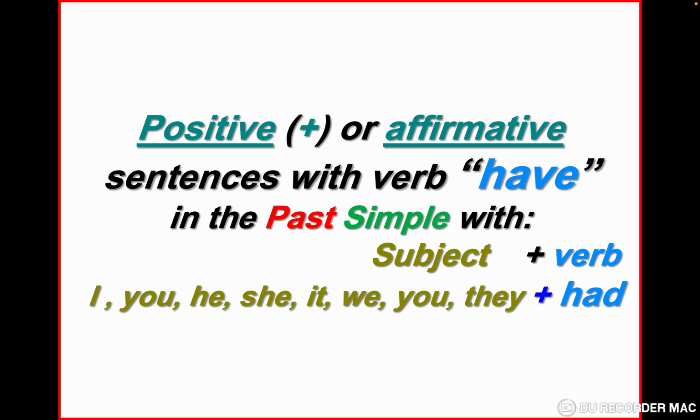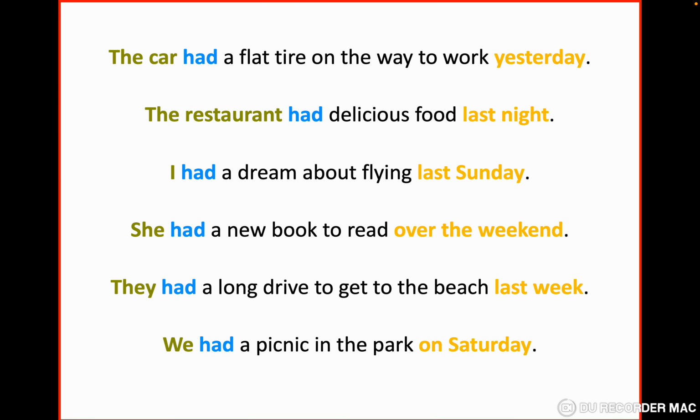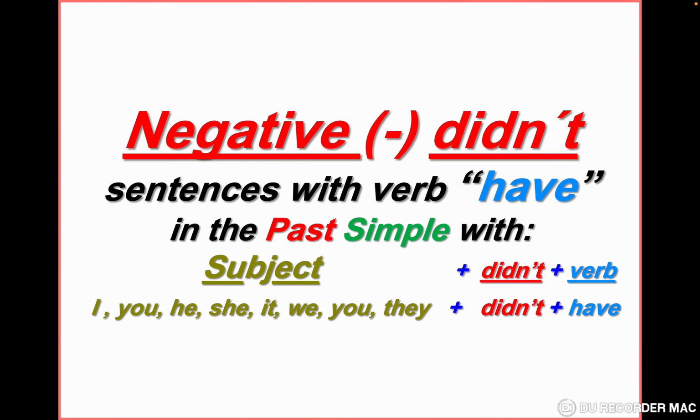Let's see more examples in the positive form with had. The car had a flat tire on the way to work yesterday. The restaurant had delicious food last night. I had a dream about flying last night. She had a new book to read over the weekend. They had a long drive to get to the beach last week. We had a picnic in the park on Saturday.